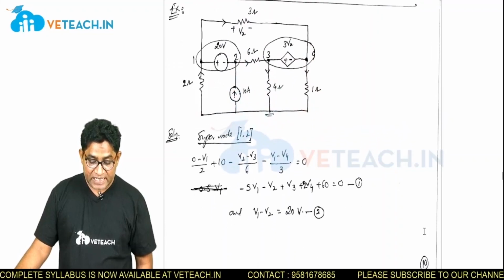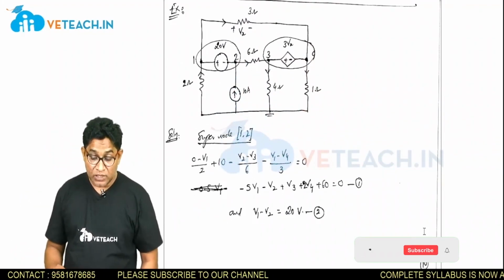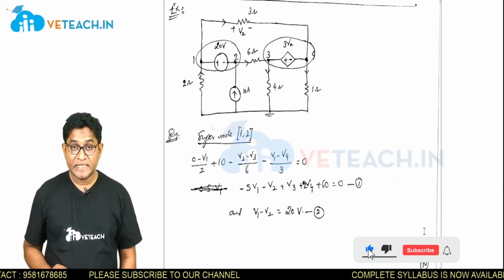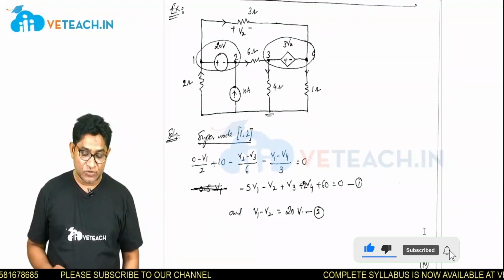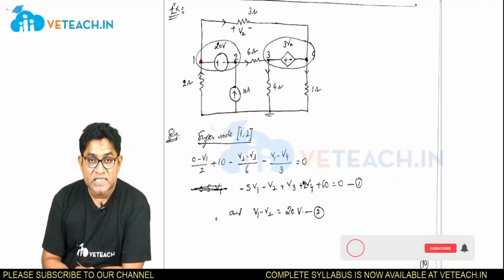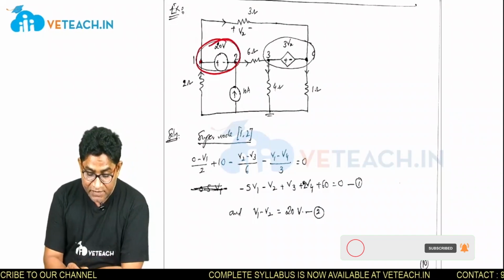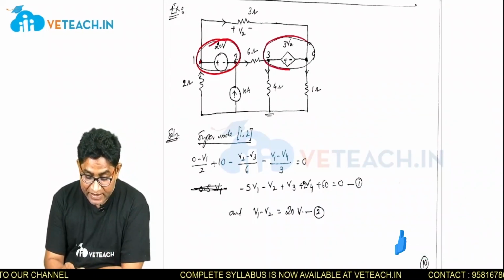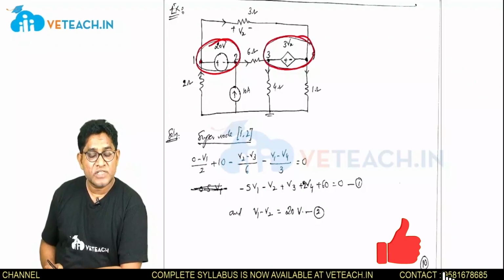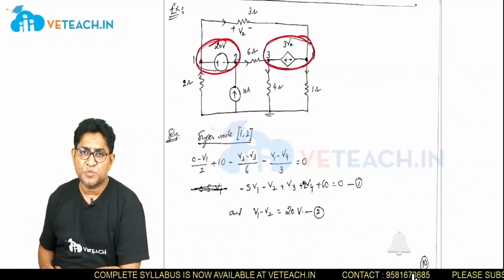So this is the super node concept. Now see this example in which there are two super nodes. One super node is with a dependent source, one is an independent source. Between nodes 1 and 2 a voltage source is connected, so here we are forming a super node. And between 3 and 4 there is a dependent source, so that is also a super node. Whether it is a dependent source or an independent source, treat it as a super node.